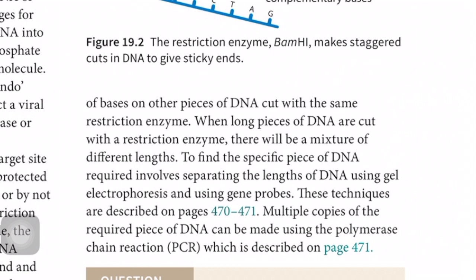When long pieces of DNA are cut with a restriction enzyme, there will be a mixture of different lengths. Obviously, to find the specific piece of DNA requires separating the lengths of DNA using gel electrophoresis and using gene probes. These techniques are described on pages 470 to 471. We will come across these techniques, but for now just understand that for the separation and identification of the gene that we want, we need to identify it using the process of gel electrophoresis and then using gene probes.